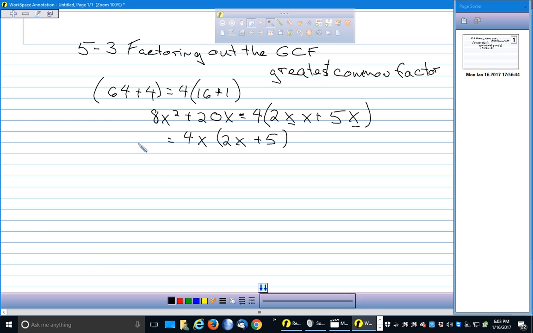And like I said, we'll use that later on to solve equations, okay? This thing right here, this 4x, this is called the greatest common factor, okay?